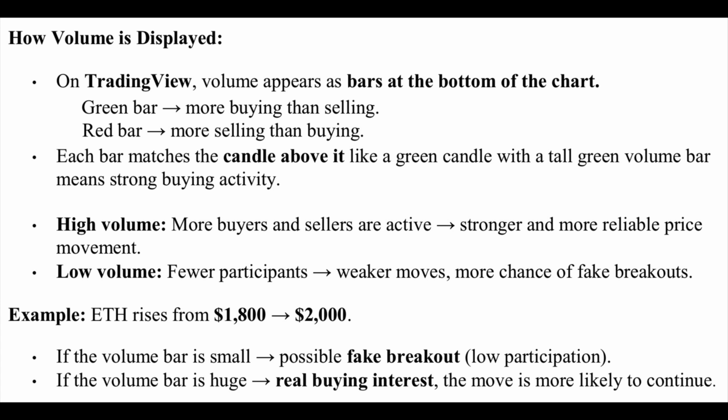High volume: more buyers and sellers are active, so stronger and more reliable price movement. Low volume: fewer participants, weaker moves, more chance of fake breakouts. Example: Ethereum rises from 1800 to 2000. If the volume bar is small, possible fake breakout, low participation. If the volume bar is huge, real buying interest. The move is more likely to continue.